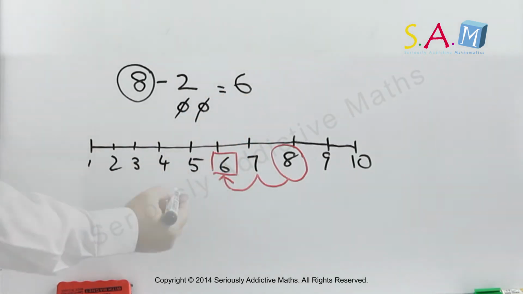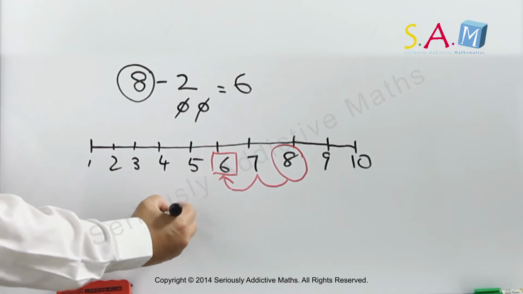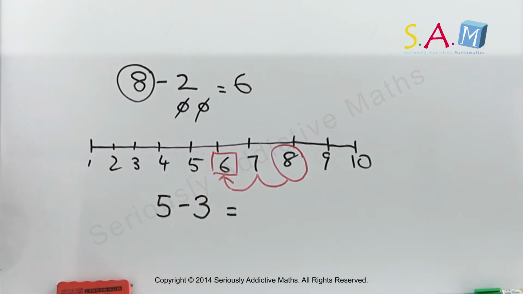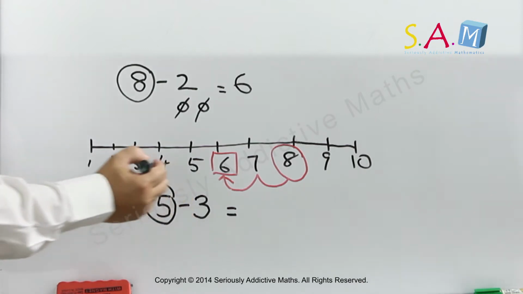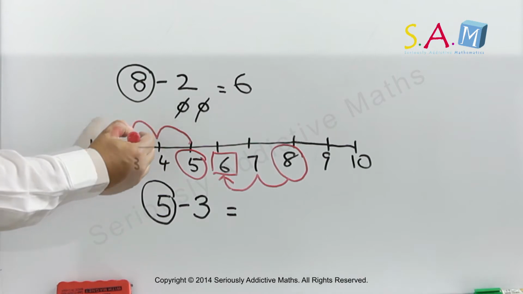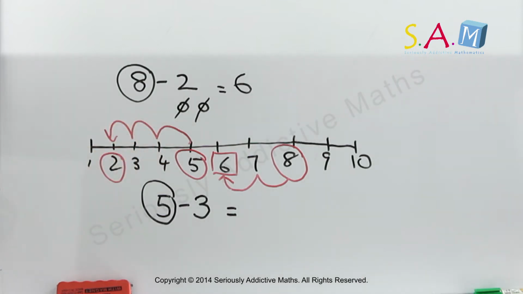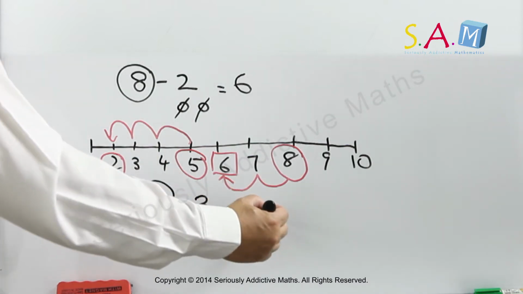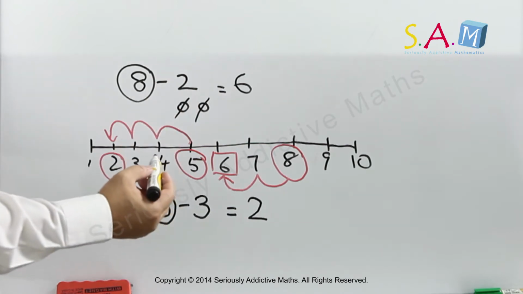8 take away 2, counting backwards, I get the answer as 6. Another example, say we have 5 take away 3, counting backwards, we will start with the 5: 5, 4, 3, 2. So 5 take away 3 gives you the answer as 2. So that's counting backwards for subtraction.